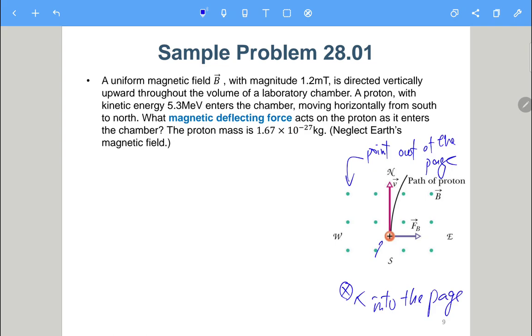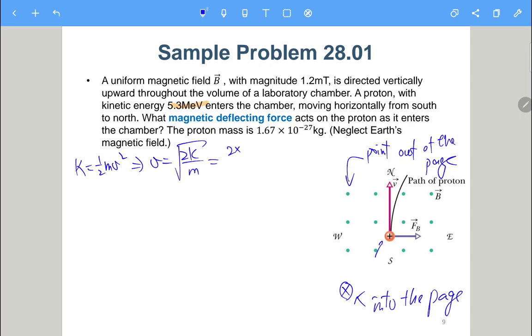Now we don't really know the velocity itself, but we know the kinetic energy of the proton. From classical mechanics, the kinetic energy is half of m v squared. So v should be the square root of 2K over m.